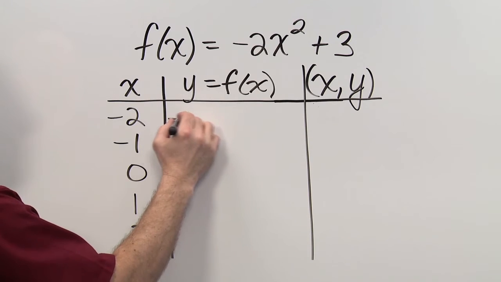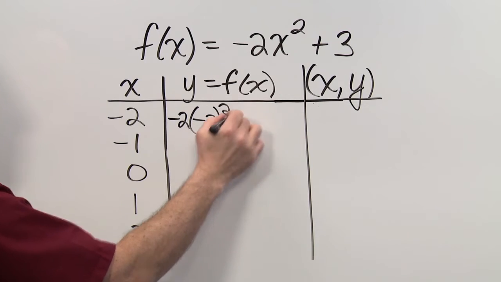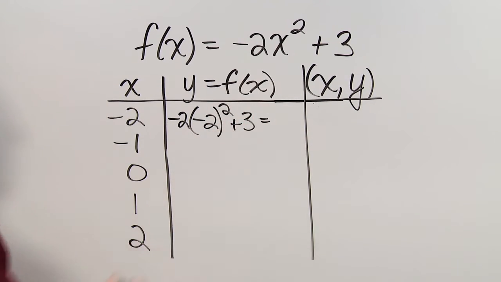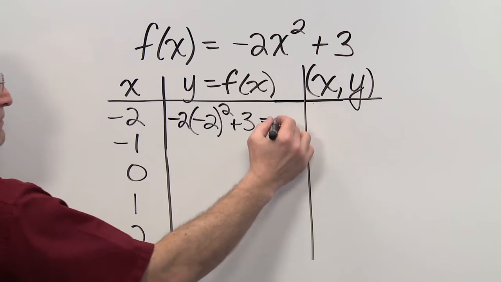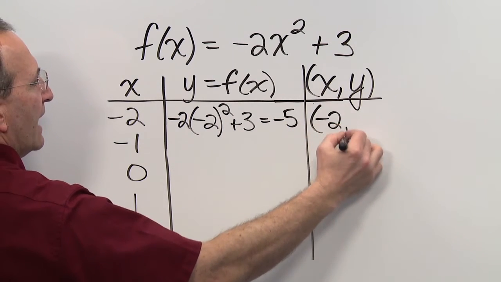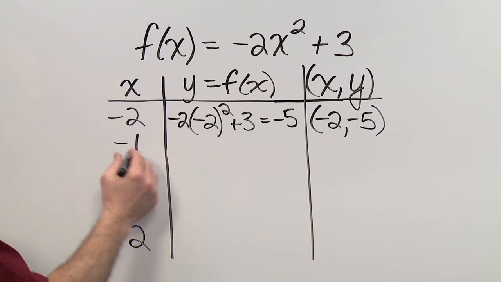So for example, we have -2 times, and now we substitute in -2 for x, so it would be -2 times -2 squared, plus 3. -2 squared is positive 4, times -2 is -8, plus 3 is -5, so our first point that we have is -2 comma -5.